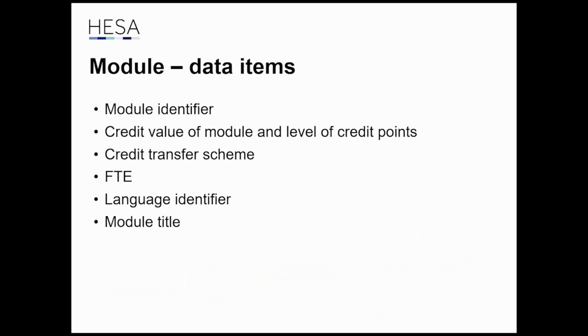Final part then is modules. So again, I will just run through the data that we're collecting here. On the module entity itself, this is very similar to what we're collecting on a module in our current student return. Like with most of the other entities I've gone through, you need a unique identifier for that module defined by the reporting provider. We then also want to know how many credits that module is worth and what are the level of credits, as well as the relevant credit transfer scheme. Module also has an associated FTE and a module title.